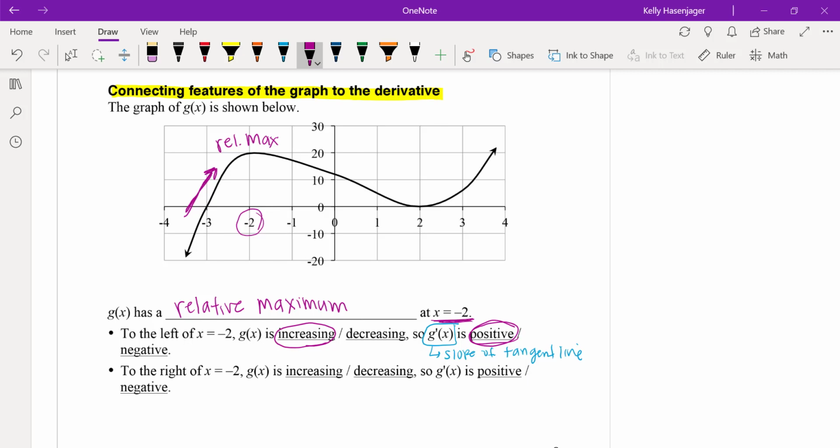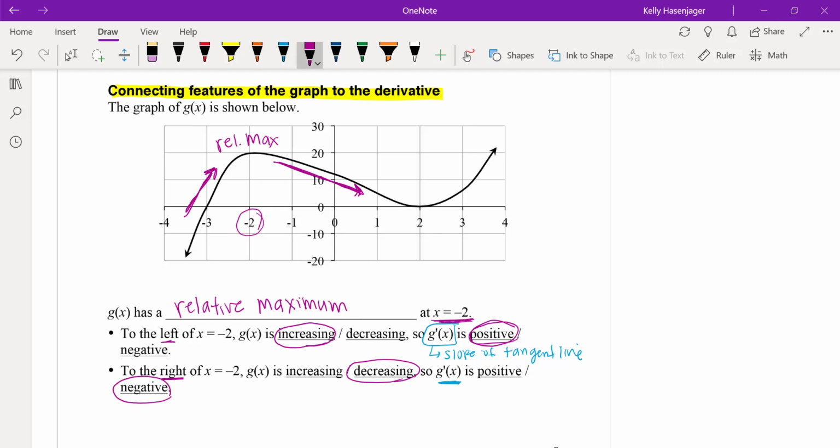Now let's look to the other side of our critical point. So the right side, we're going to be going down. So again, we're still moving from left to right. So we're going to start at our max and then go further to the right. And we see we're decreasing, we're going down. And again, the derivative is the slope. So if we're going down, we're going to have a negative slope or negative derivative.